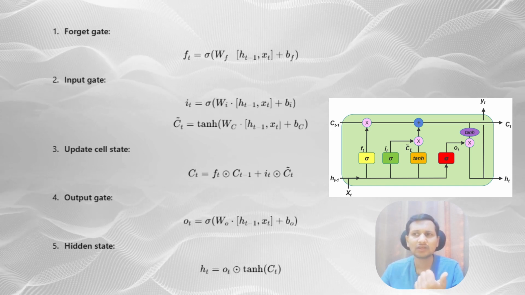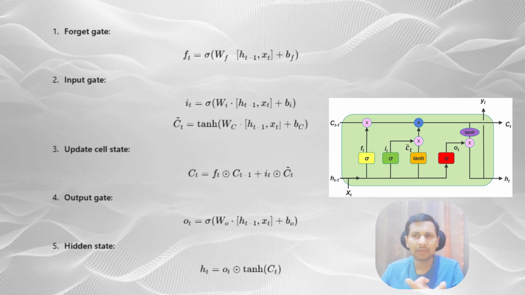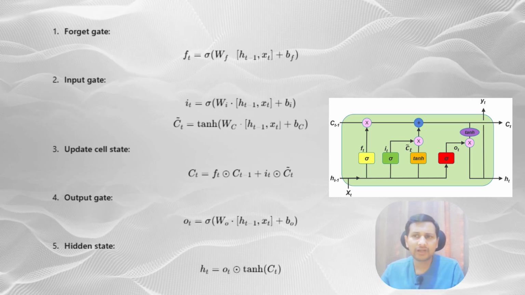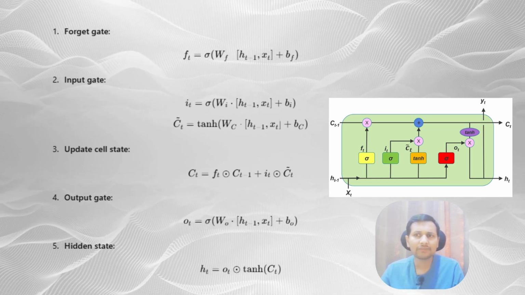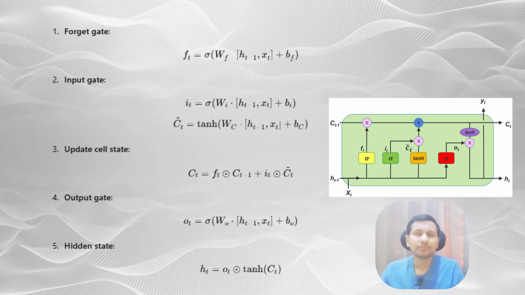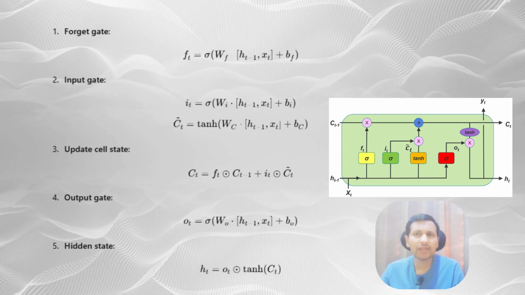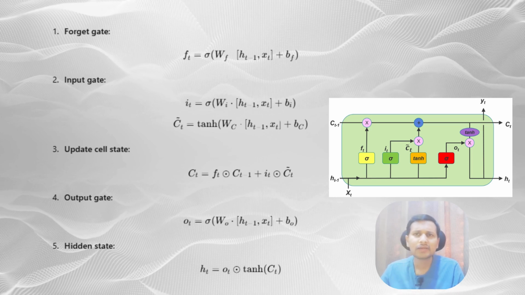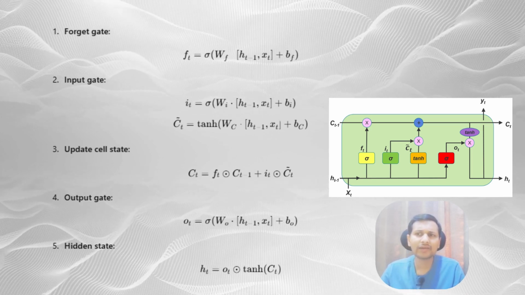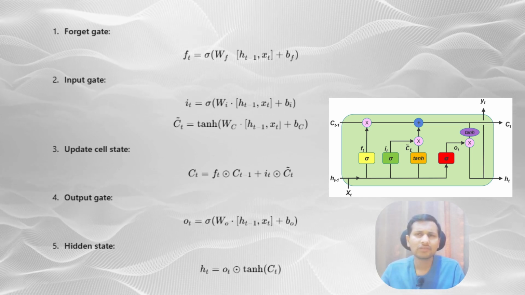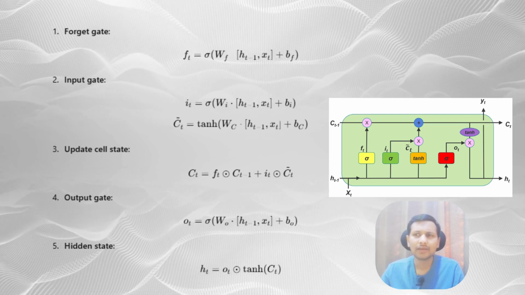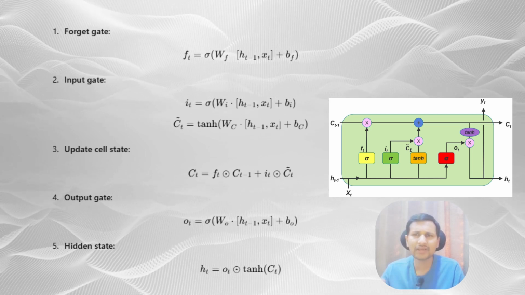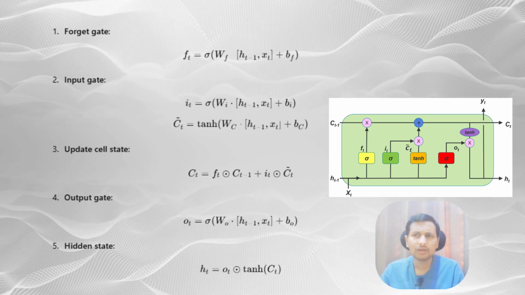So we have the updated cell state here, which will determine how we use the forget gate along with the cell state from the past. ct is equal to forget gate into the cell state in the past, plus input gate into the candidate cell state. It is called the updated cell state, the memory cell state.